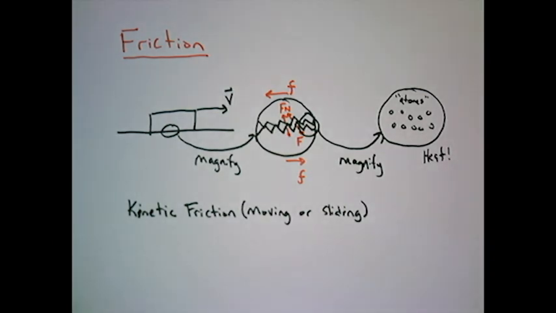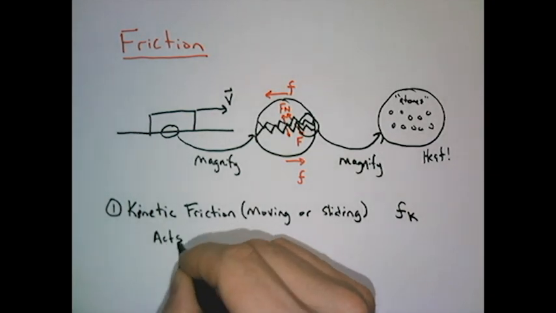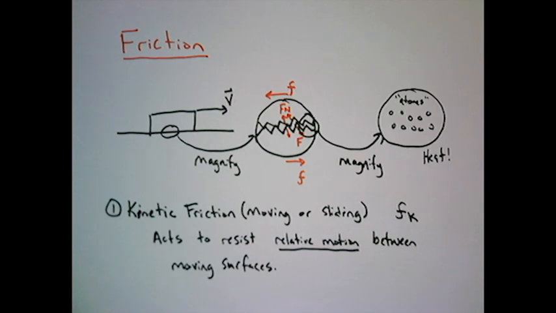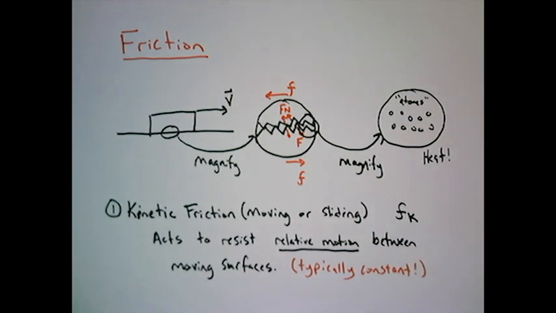The first type of friction we're going to look at is called kinetic friction. Kinetic friction is a moving or sliding friction, and our symbol for this type will be F sub k. This friction acts to resist relative motion between moving surfaces. So as surfaces slip or slide past each other, this friction creates a resistive force. Though this isn't always true, this force of kinetic friction is typically a constant force over a range of speeds and temperatures, where no matter what rate the surfaces are sliding past each other at, it has some relatively constant value. This is called Coulomb's law of friction.